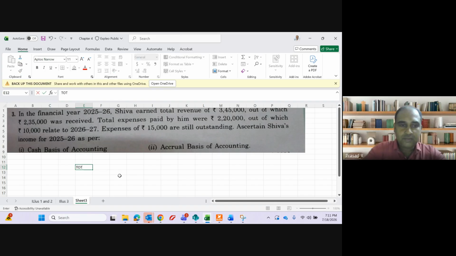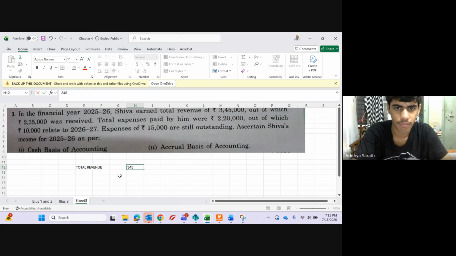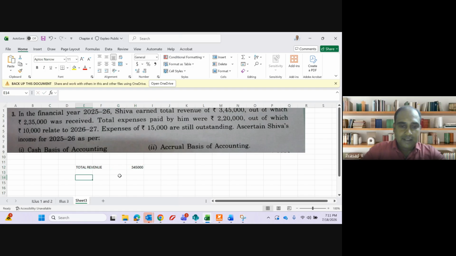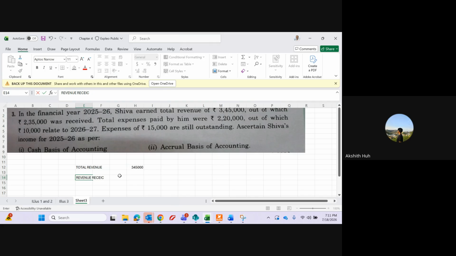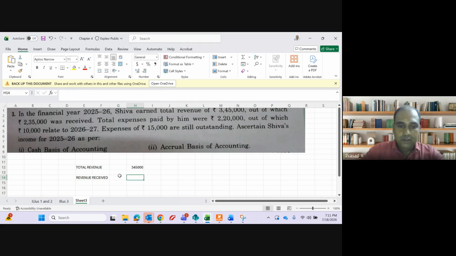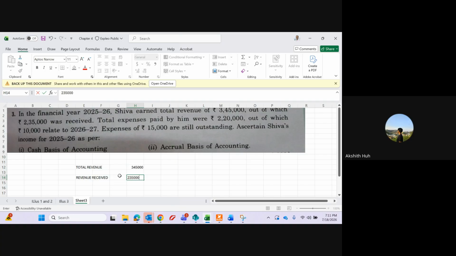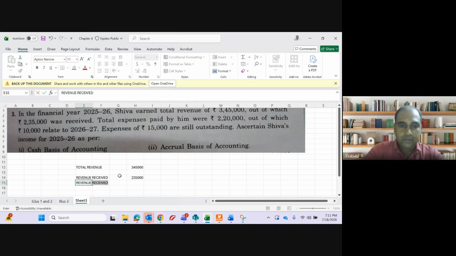Total revenue is how much, guys? 3,45,000. Out of that, revenue received is 2,35,000. That means revenue not received will be the balance, right? 3,45,000 minus 2,35,000. So 2,35,000 is received and 1,10,000 is not received.